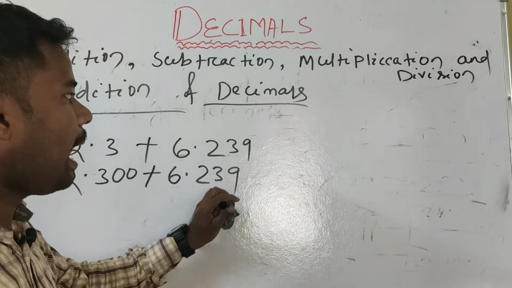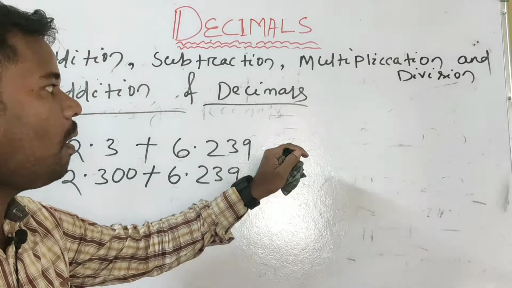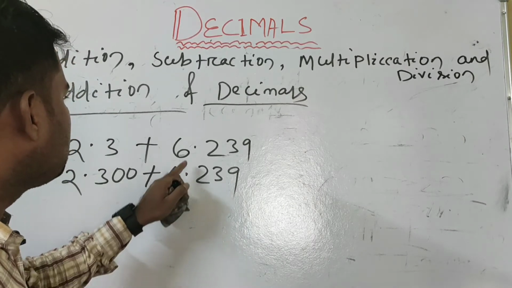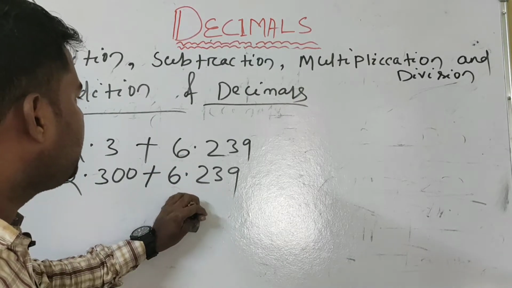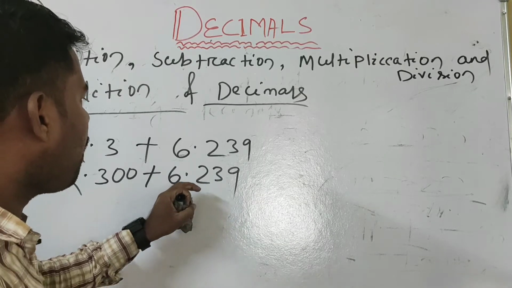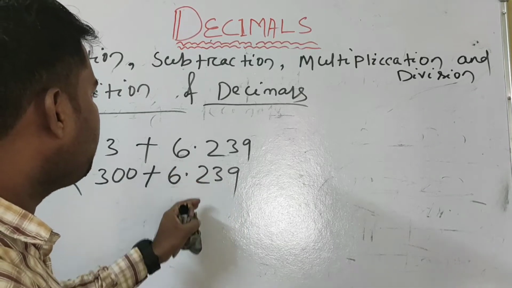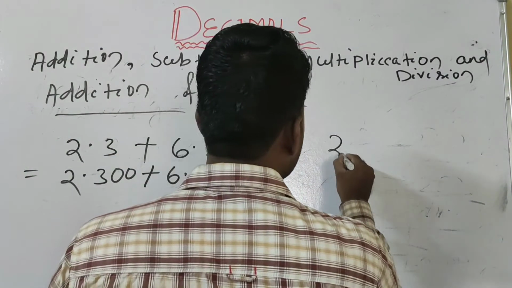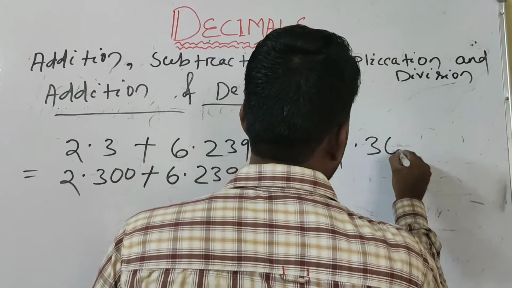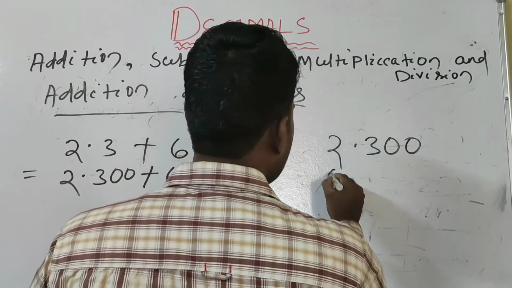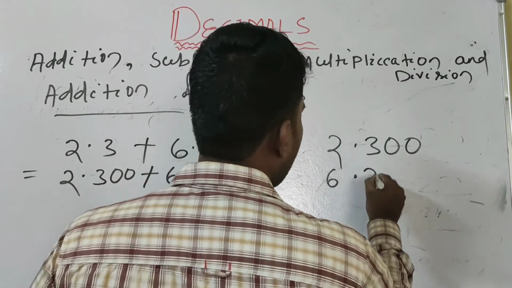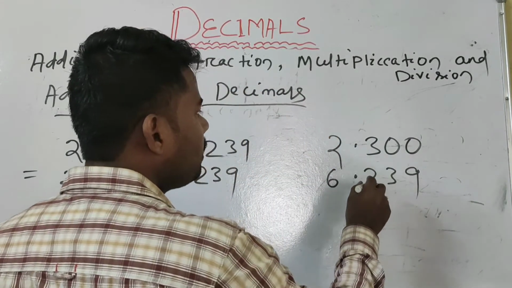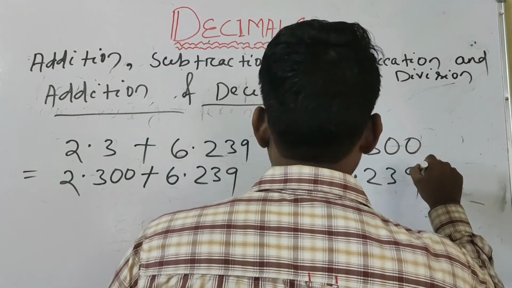Now we will write the addends one under another, keeping the decimal point in the same column and the digits of all places in the same column.